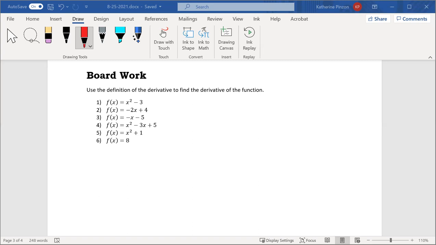Okay, group number 3. It was you guys in the back, right? You guys were 3? Tell me about your function. Group number 3 had this function, negative x minus 5. What kind of picture does negative x minus 5 have? A straight line going down. What's the slope of negative x minus 5? Negative 1 at any value of x, right? No matter which value of x you pick, the slope is negative 1. What should their derivative be? Negative 1. Their derivative does not depend on x.